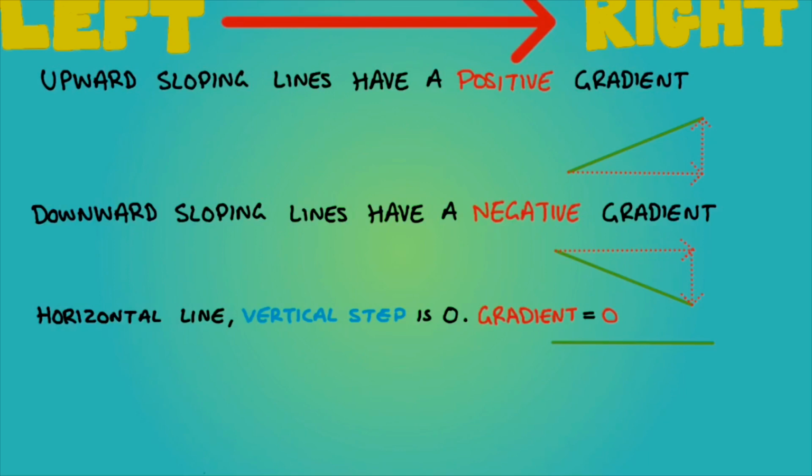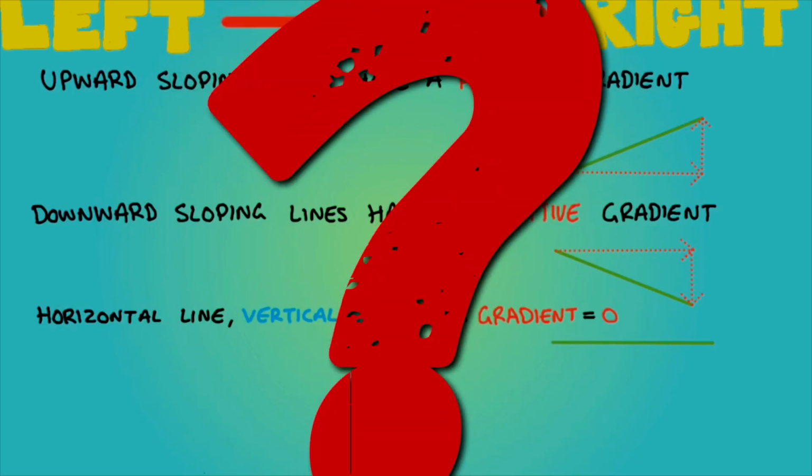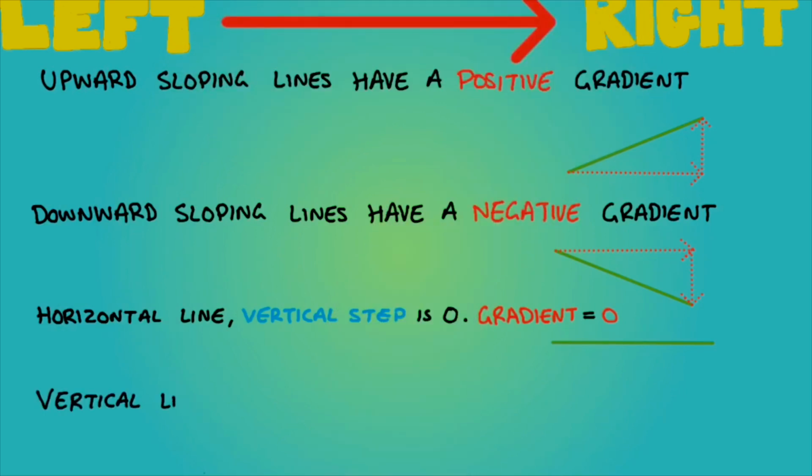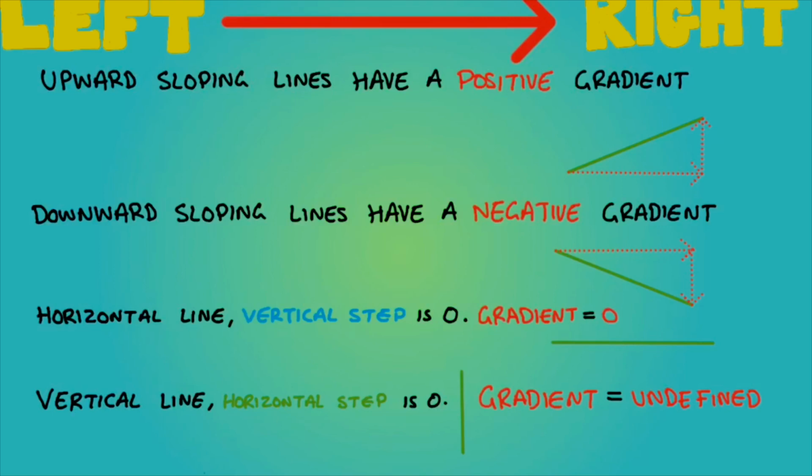There's only one other classification left. Do you know what it is? It's the vertical line. So lines that are like straight walls, anything that's straight vertically has a gradient that is undefined. It's undefined because it is neither inclining nor declining. It's just straight up. So it has a gradient which is undefined.